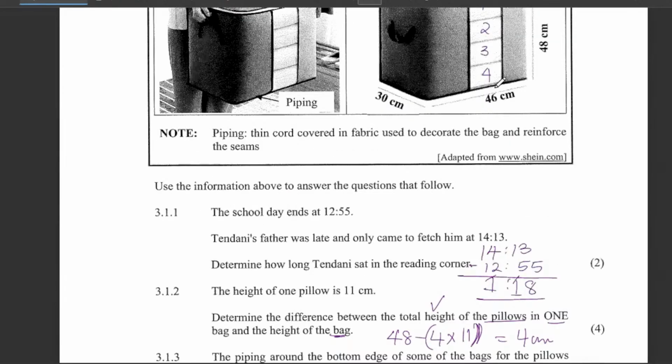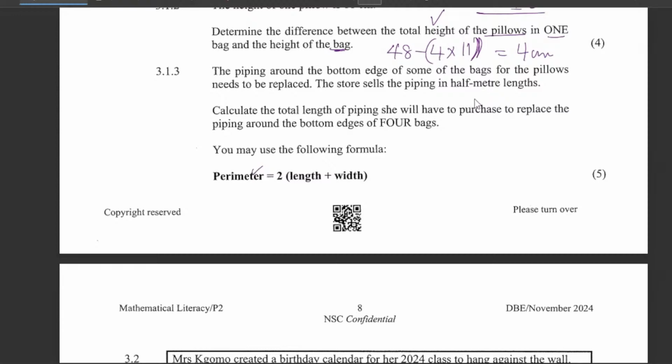So it's 30 by, remember they're saying bottom. So it will be 30 and 46. So we shall say perimeter equals 2 times (46 plus 30), which became 46 plus 30, you have 152. These are centimeters. You see that? But then for 4, we multiply by 4. That's only for 1. Then you multiply by 4, we have 608.